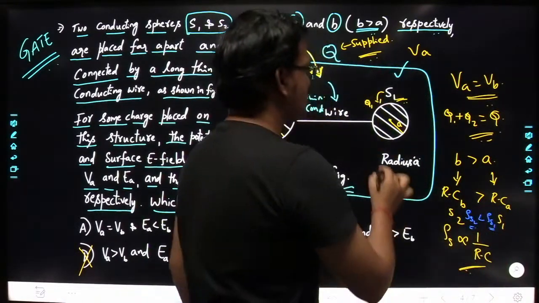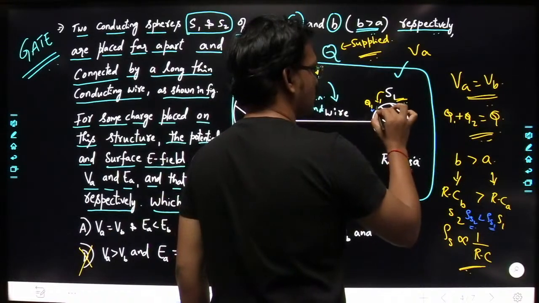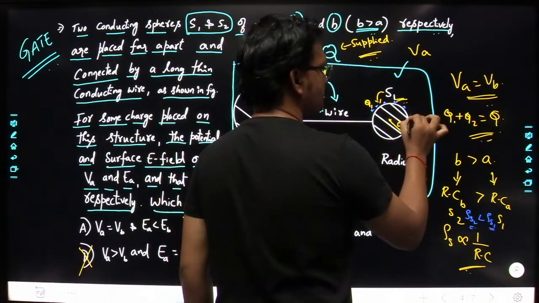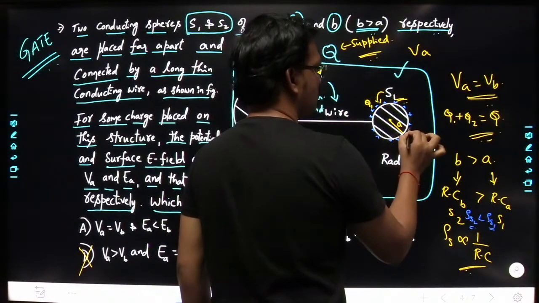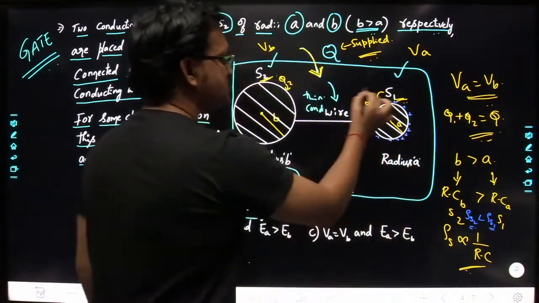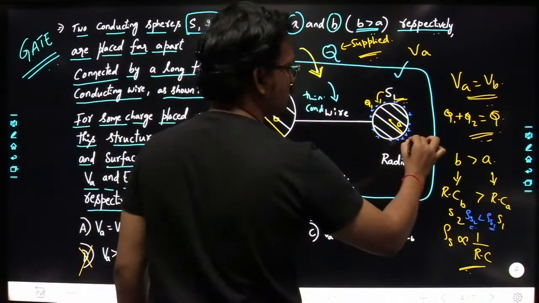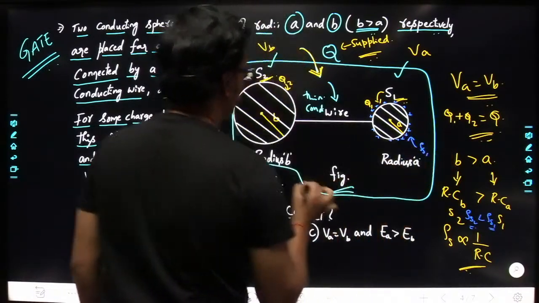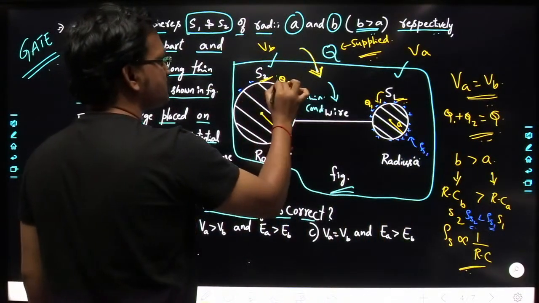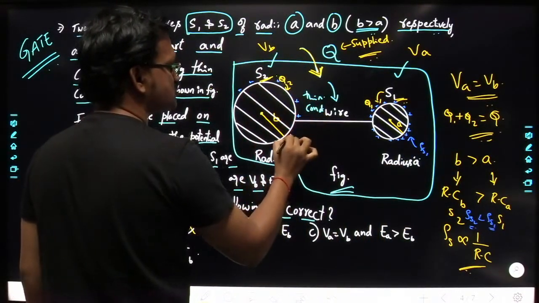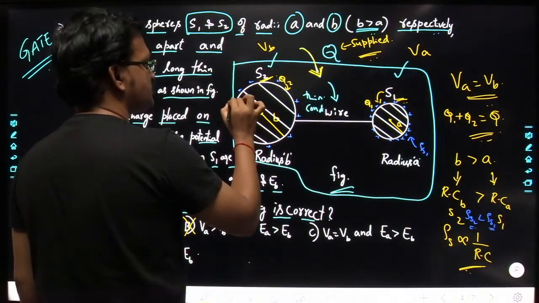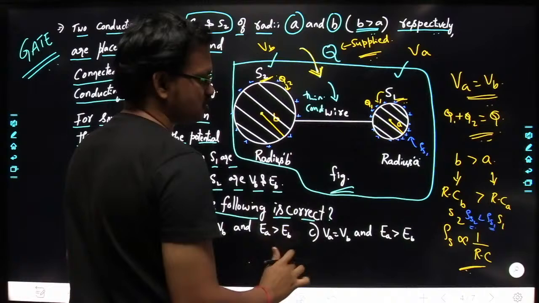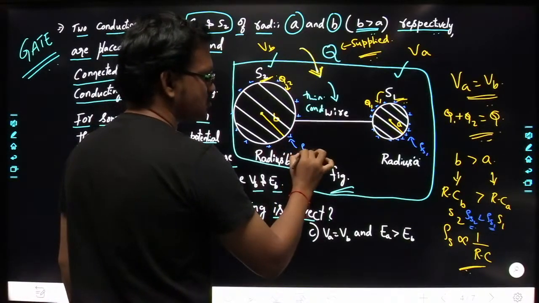So the charge density is more on the surface of sphere S1, this is rho S1 here. And here the charge is distributed like this, let us say, because on this surface the charge density must be lesser when compared to this one. So for this it is rho S2.